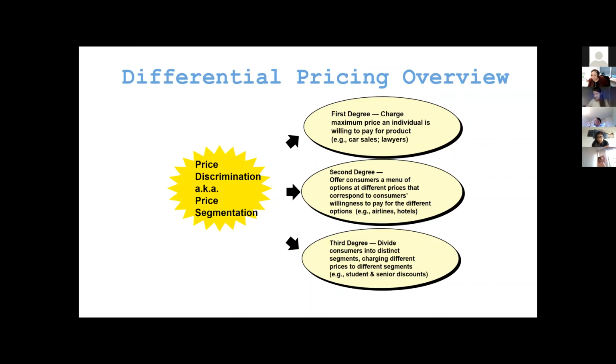So if you think about car sales, when you go and buy a car, you're negotiating with a salesperson, you're going to be paying a different price from what I might be paying for that same car. That's first degree price discrimination.